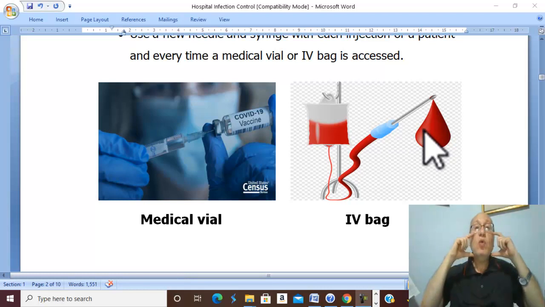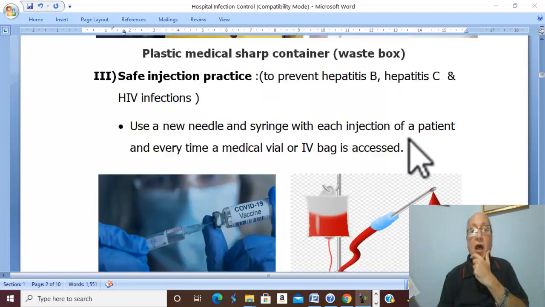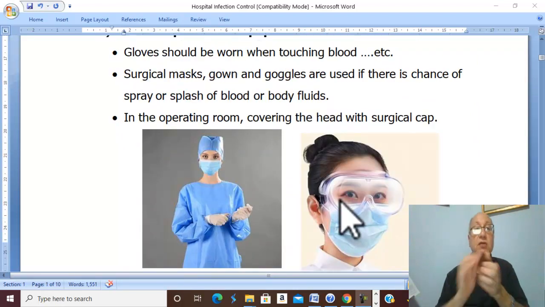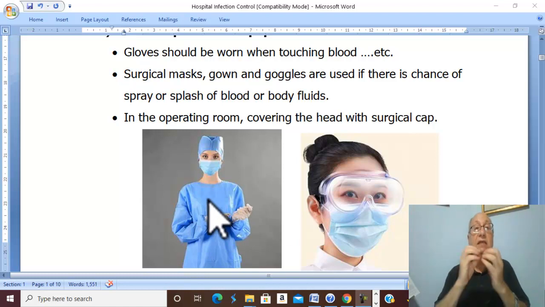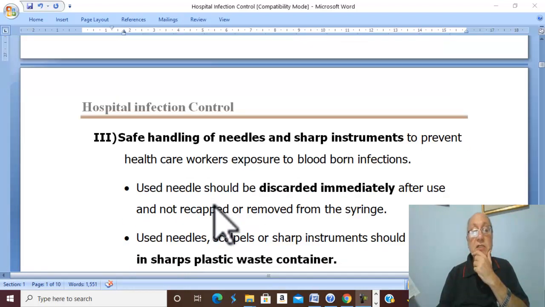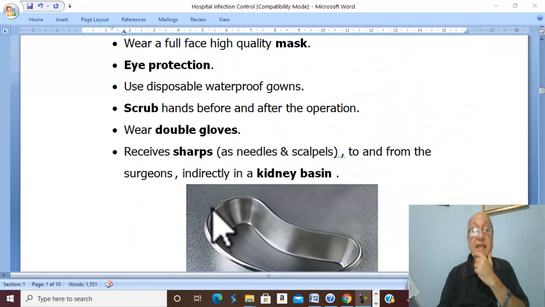Wear a high quality full face mask with eye protection using goggles, wear double gloves, and use a waterproof gown, and scrub hands before and after the operation, and receive sharp instruments indirectly, to and from the vein and to and from the nerves.